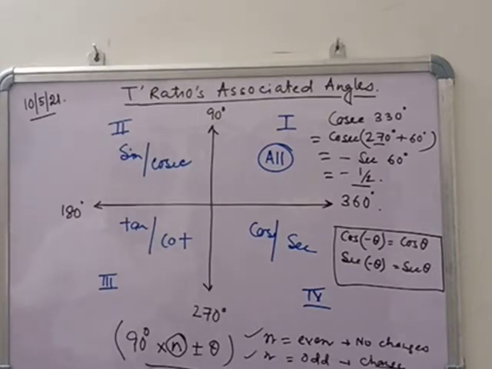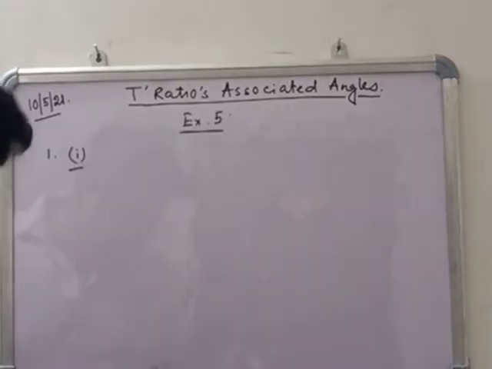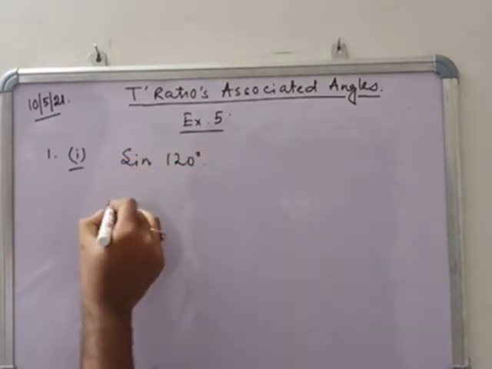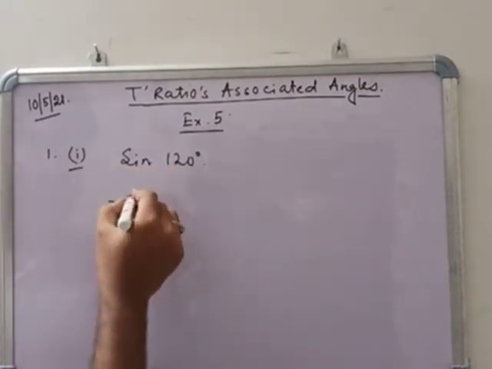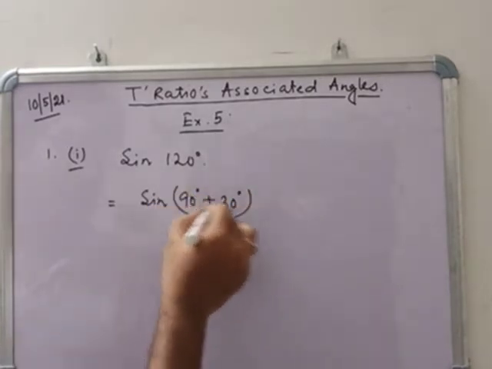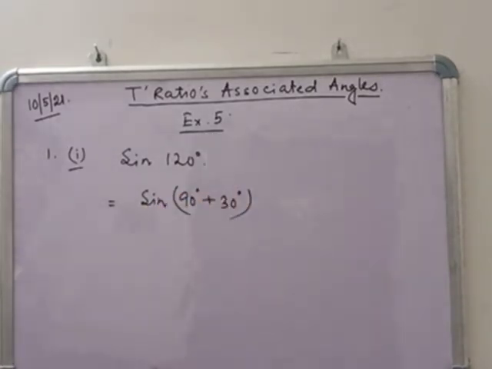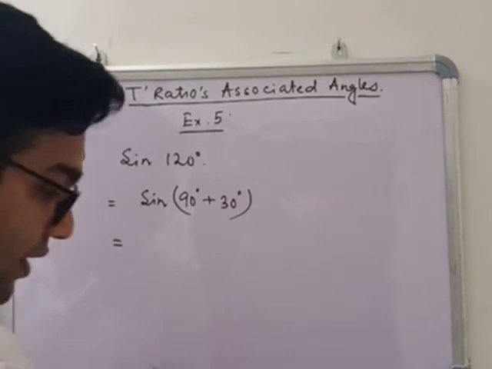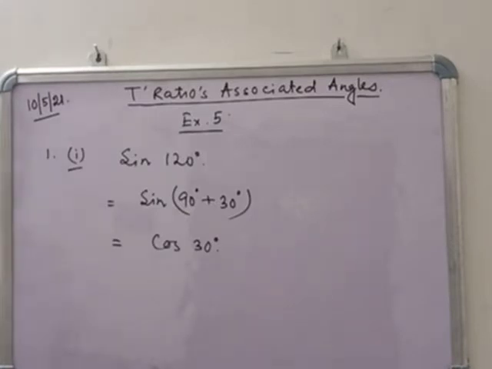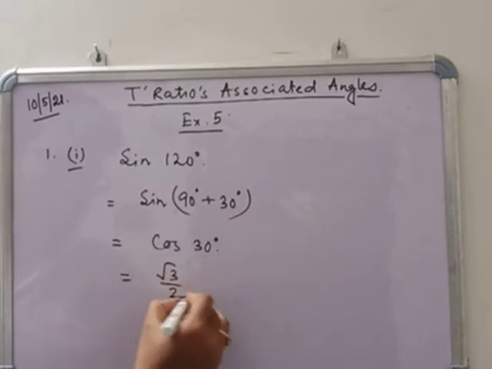Now we are going to discuss the problems. See that, in exercise 1, sine 120 degrees. Sine 120 means sine of 90 degrees plus 30 degrees. That means the second quadrant. In the second quadrant, sine is positive. So we can write cos 30 degrees, since sin of 90 degrees plus theta equals cos theta. That means root 3 by 2.